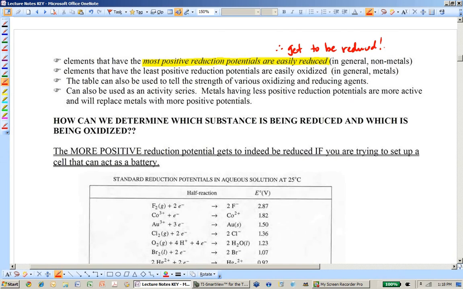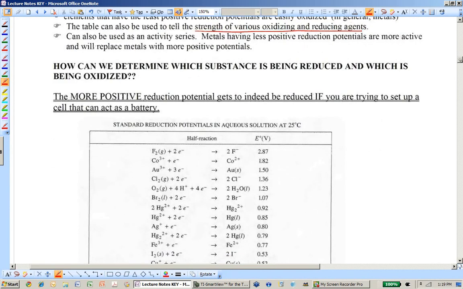So elements that have the least positive reduction potential are easily oxidized. That makes sense because these are opposite concepts. The converse must also be true. So this reduction potential table we're about to analyze can also be used to tell the strength of various oxidizing and reducing agents. It can also be used as an activity series. Metals having less positive reduction potentials are more active and will replace metals with more positive potentials, which makes sense if you think about it.